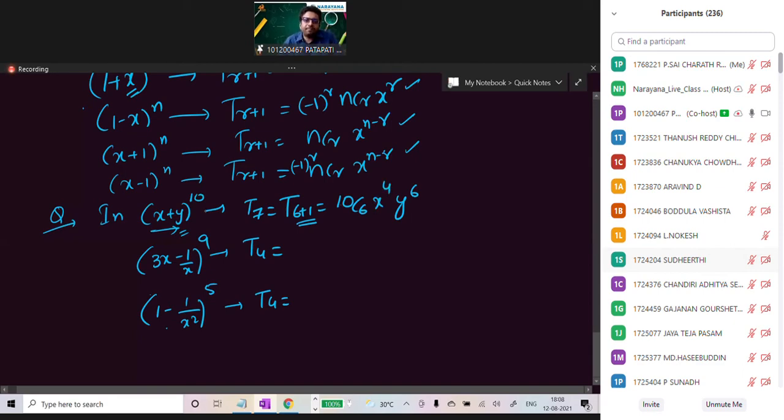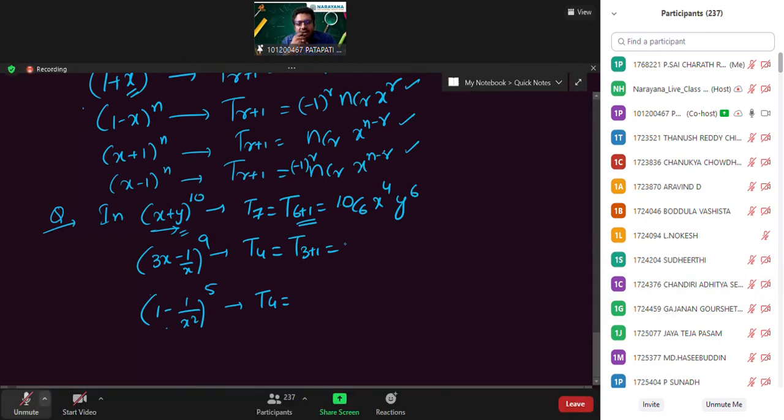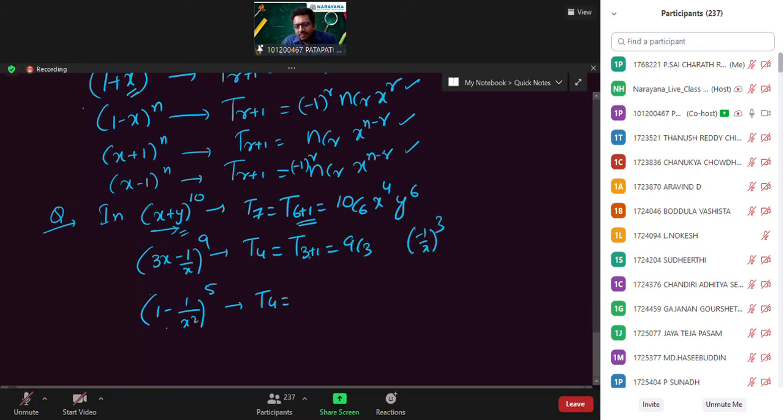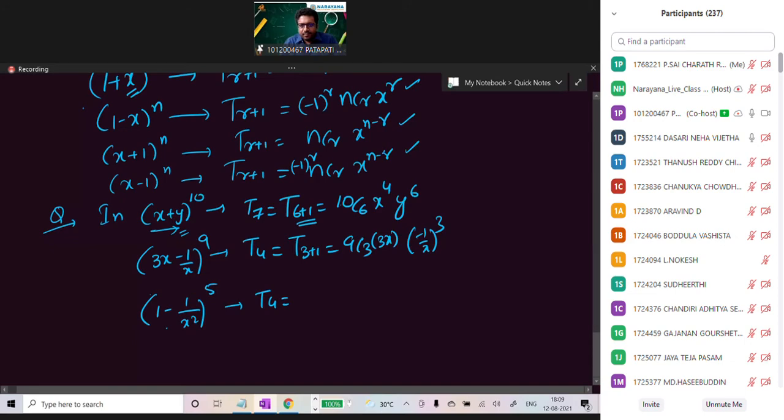Is it okay? Yes, sir. T4 is T(3+1), right? So what is it? 9C3, right? The second term is minus 1 by x, to the power 3. The first term, 3x to the power how much? The sum of powers should be equal to 9, so it should be 6, right?